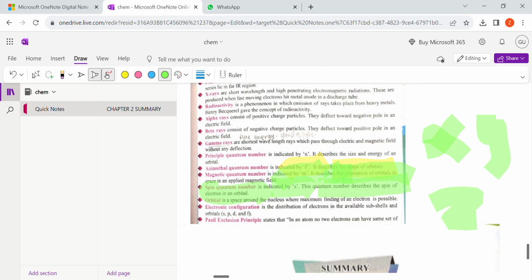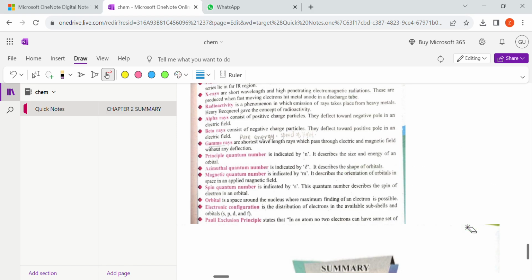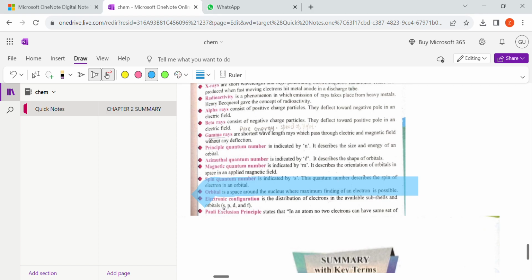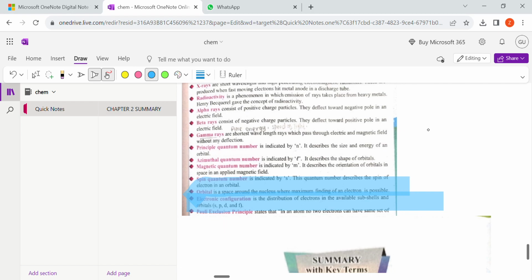Orbital is a space around the nucleus where the maximum, let me tell you, please do not get this wrong in MCQs. Where the option orbital is given and they ask where the maximum number of electrons is present, shell, subshell or orbital, the answer would always be orbital, okay, because orbital is a space around the nucleus where the maximum probability of finding the electron is. Electronic configuration is the distribution of electrons and availability of subshells. We have done this too. And the Pauli exclusion principle states that in an atom no two electrons have the same set of quantum numbers.